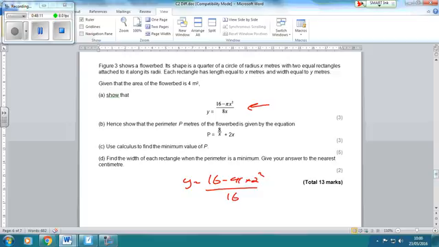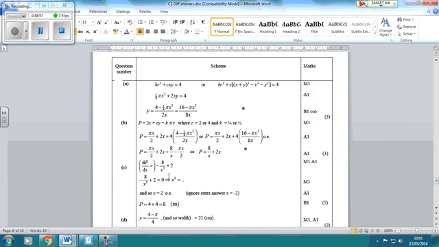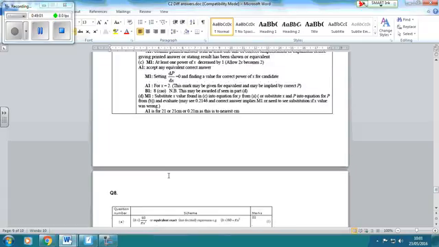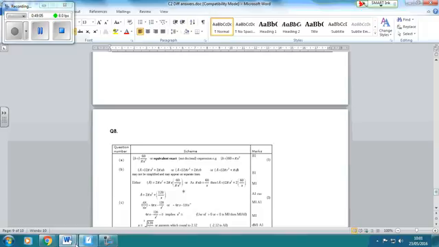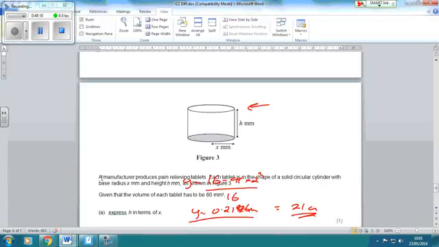And you do that in your calculator. So 16 take away 4 pi divided by 16, y equals 0.215. And so sorry, that's in meters. So it's 0.2146. So if we round to the nearest centimetre, that's going to be 21 centimetres. So let's just double check that. Yeah, 21 centimetres down there. Which brings us to our last one.